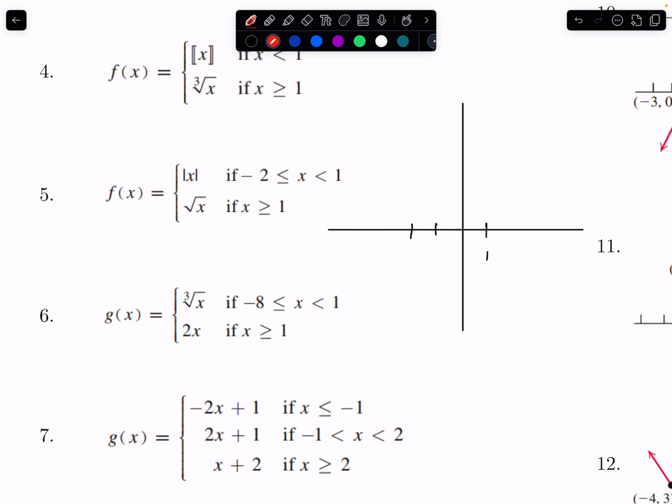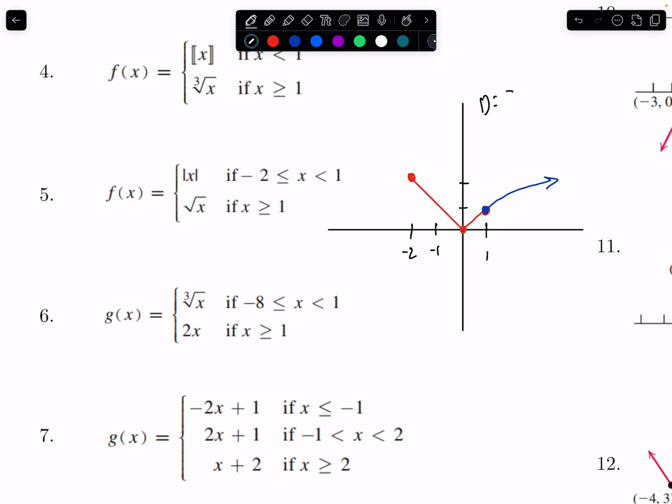Absolute value from -2. Absolute value function, remember, oh, sorry guys, I shouldn't label this with red. Absolute value function, remember, it looks like a V, right? Starting at the origin. I'm only doing this up until 1, and then up until -2. The less than or equal to sign means I fill in that circle, so include that point. And then from 1 onwards, it's the square root function. Square root of 1 is 1, so fill in that circle now. And then I take the square root function, looks like that.